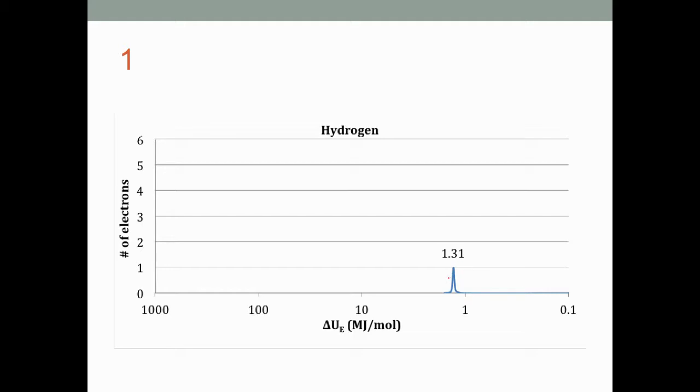Now let's look at helium. How many electrons does helium have? Well, it has 2, so we would expect the peak to be twice as high because there are 2 electrons in the 1s orbital. And we would also expect it to require more energy because helium atoms have 2 protons holding those electrons on. And so if we look at the PES for helium, you'll notice it took more energy, the peak shifted left, and there's 2 of them. And they each took 2.37 megajoules per mole to remove the electrons. Again, this is the amount of energy each electron requires to remove.